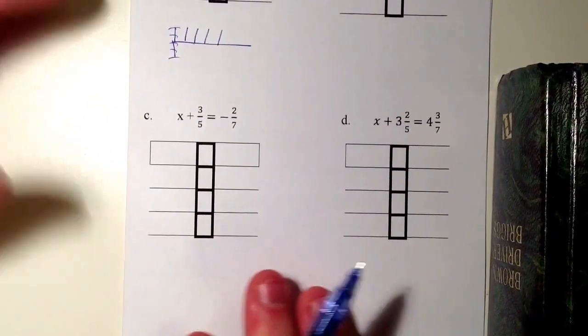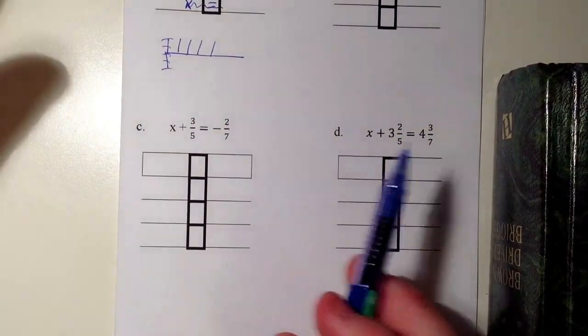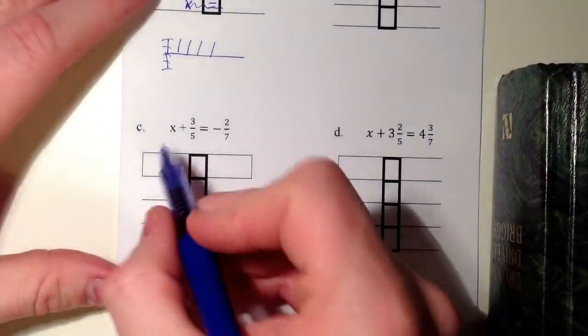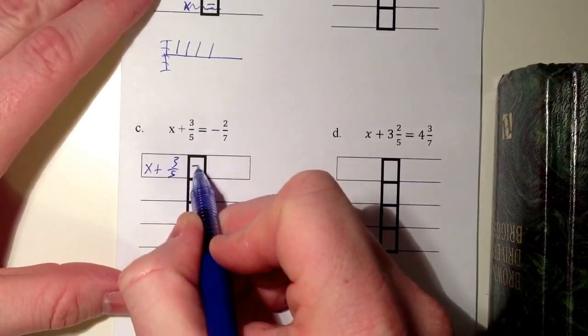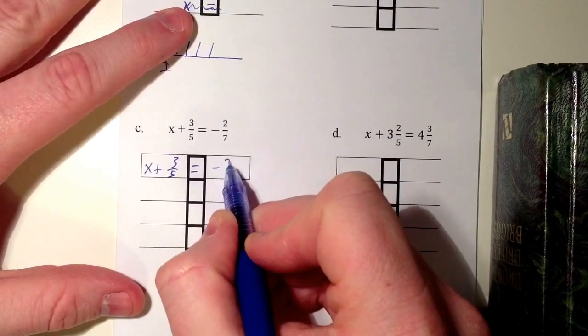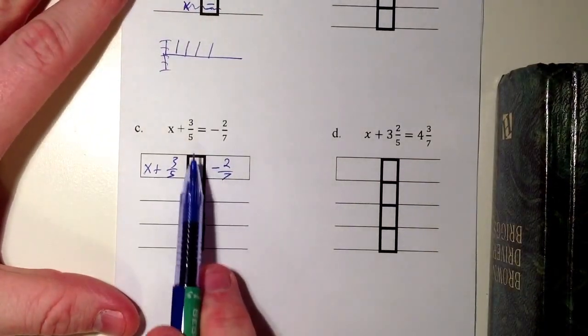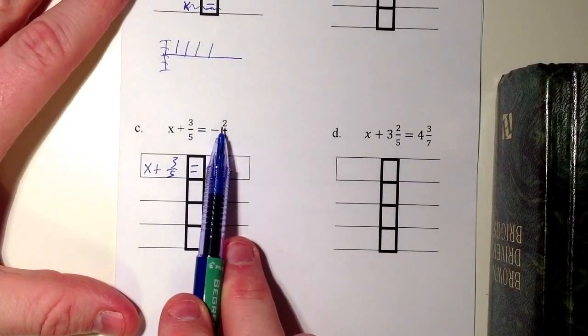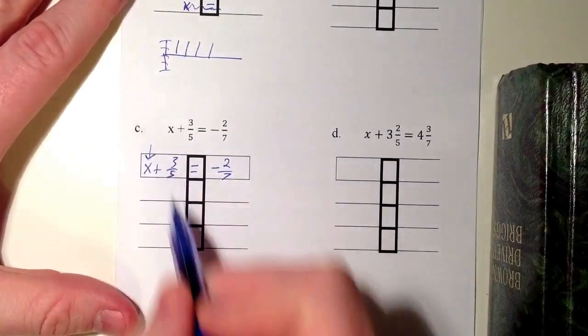All right, so now we're going to go down to C. And again, you're going to see fractions. Don't worry about the fractions. They're just fractions. Who cares? All right? So x plus 3/5 equals negative 2 over 7. Right? Just like we've been doing before. Take that minus that's in front, bring it up top to the 2. All right? Equals in the middle. So I want to get x by itself.